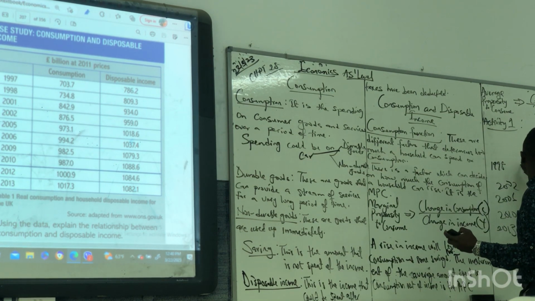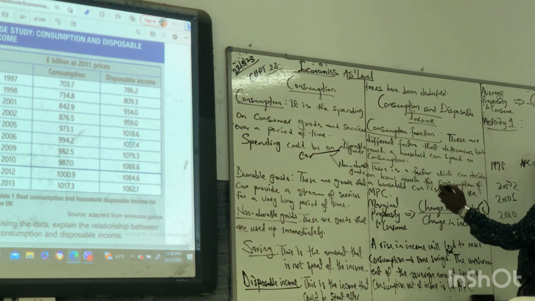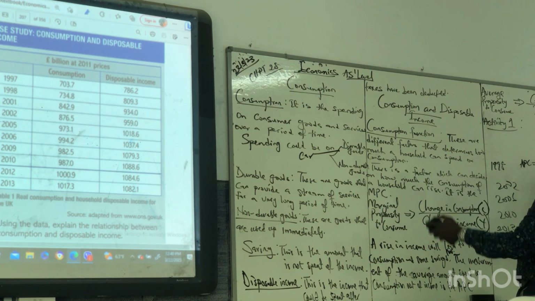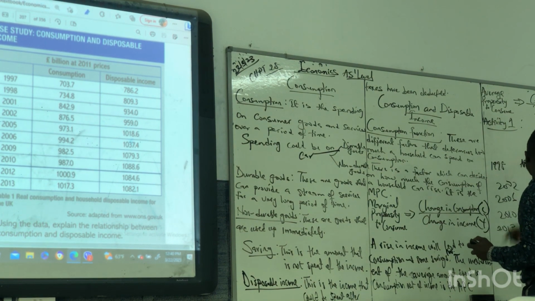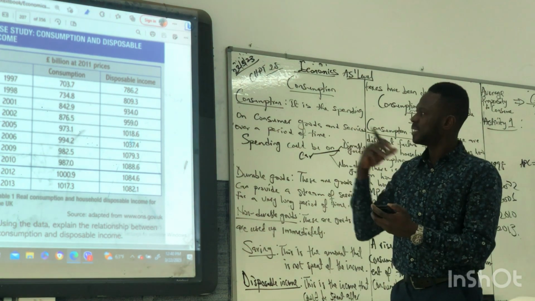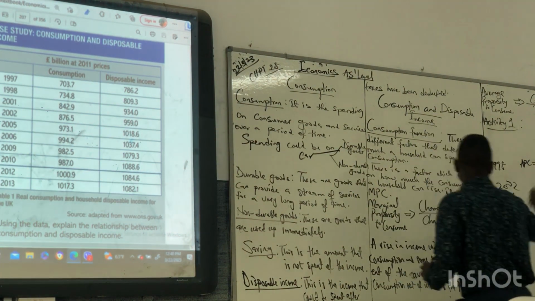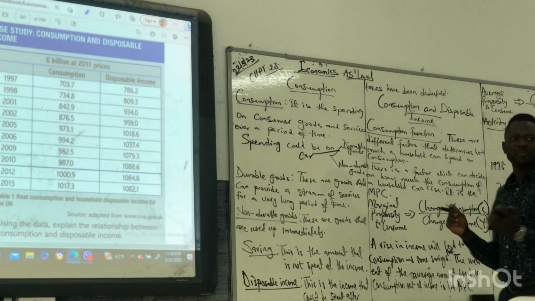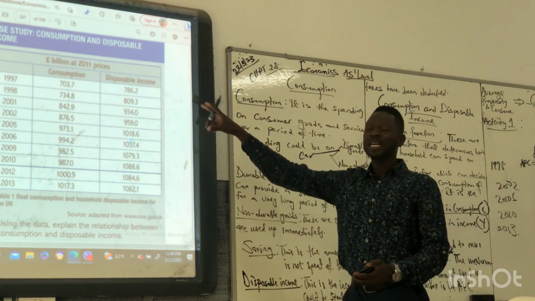So APC is 0.91. This is in US dollars. Is it clear? Okay, let's say in dollars. We could use dollar, it doesn't matter. We just need to understand the figure. That is the APC for 1998.